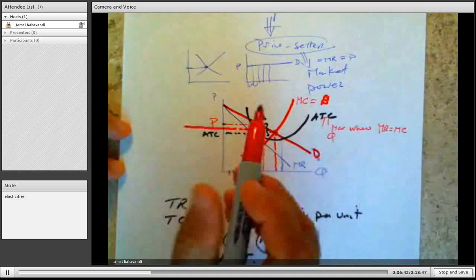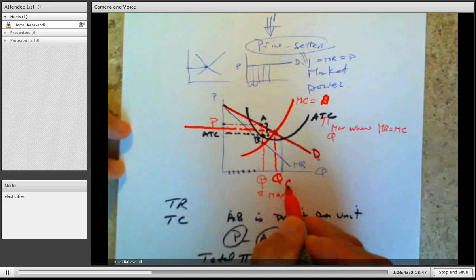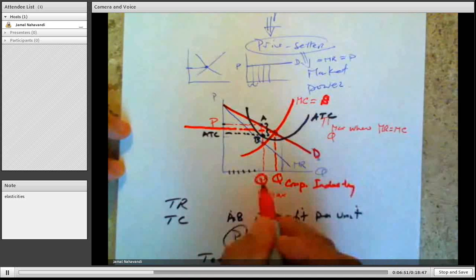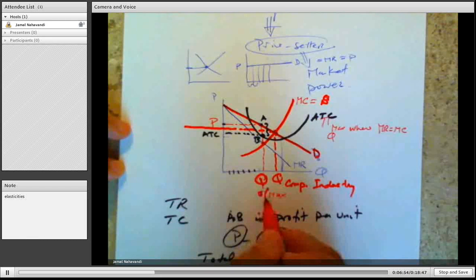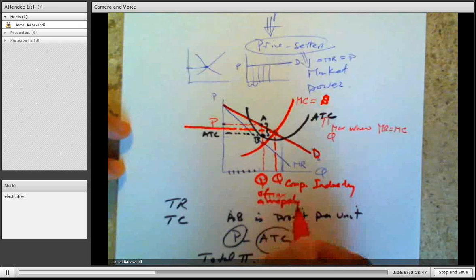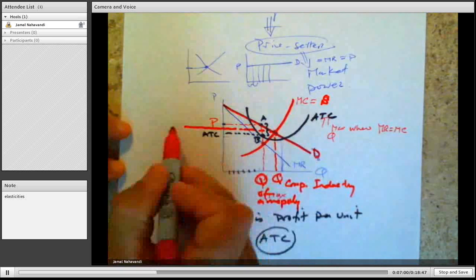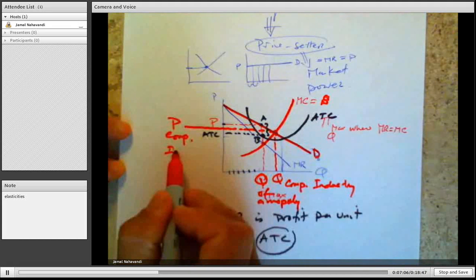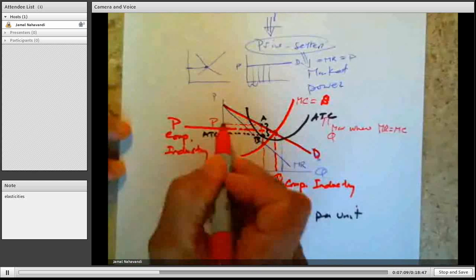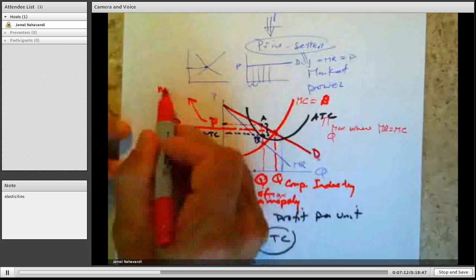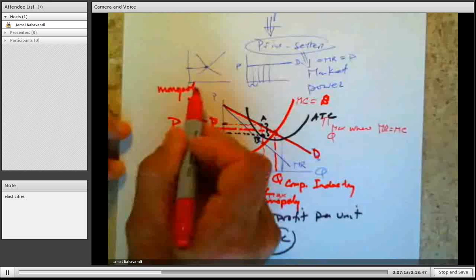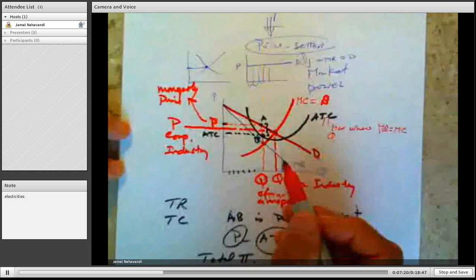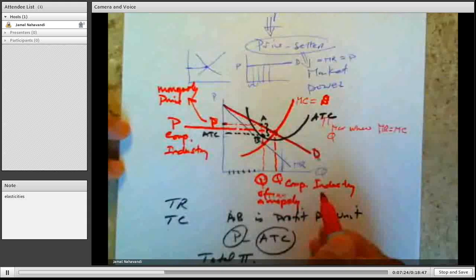So this would be the output of a competitive industry, while this output would be the output of a monopoly. And at the same time, this is the price of a competitive industry, and this is the price of a monopoly. And you can see that under monopoly conditions, the output is lower than it would have been under a competitive industry, and the price is higher.